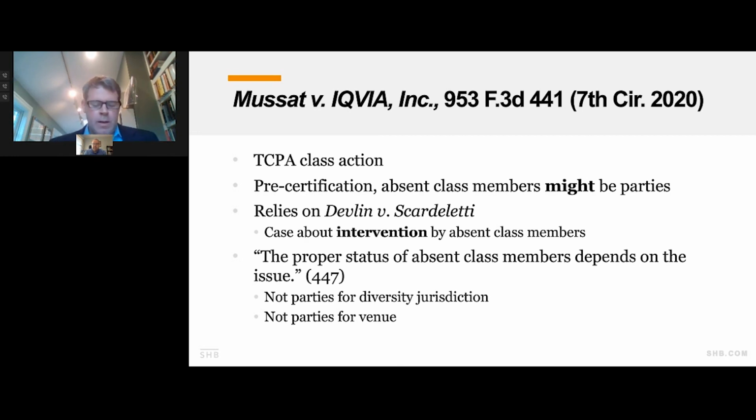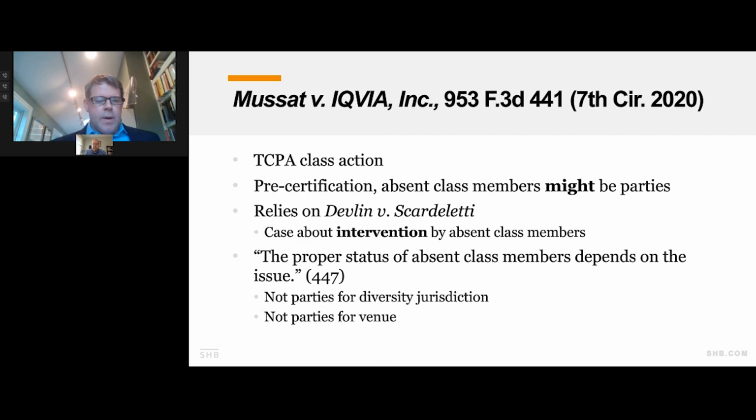The court, the Seventh Circuit here, really took its cue from the Supreme Court case Devlin versus Scarletti, which was a case in which there was actually a certified class. Here, in Musset, there was no certified class as of yet. But Devlin involved an attempt to intervene in an appeal in a case that involved a certified class. The critical part is that the Supreme Court held that for some purposes, absent class members may be parties and for others not parties. And that is the reasoning that Musset really uses to hold that BMS did not apply in the context of this class action, and therefore reversed the district court.